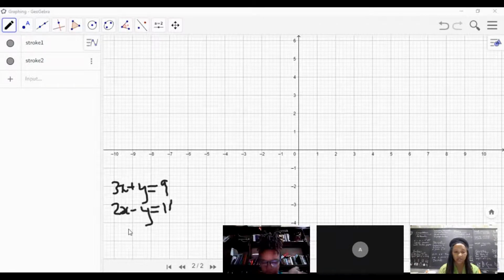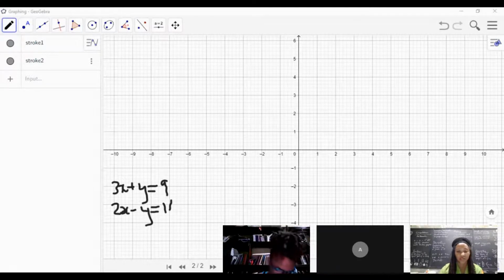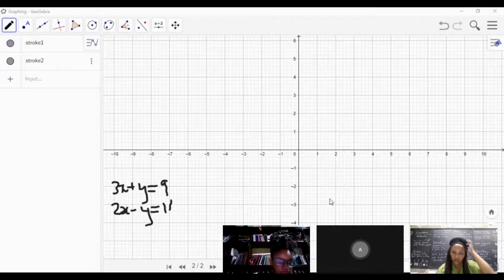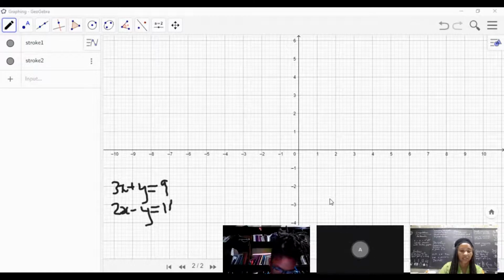I just got my first answer. I was stuck for a second. Which one did you solve first? Just x. Miss, I got x is 20. Okay, plug it in. I got x is 20 and y is negative 71.